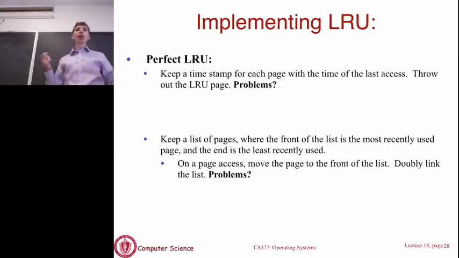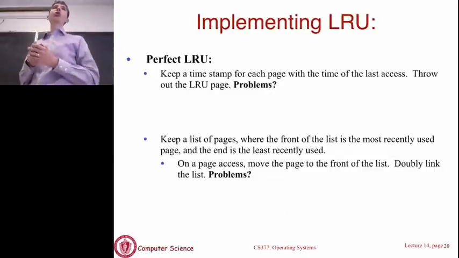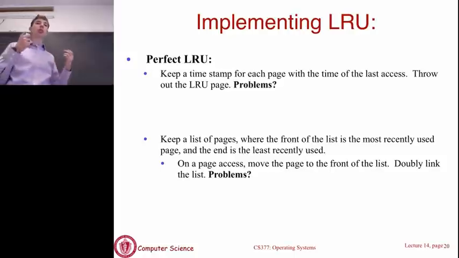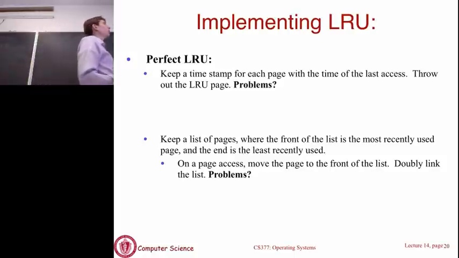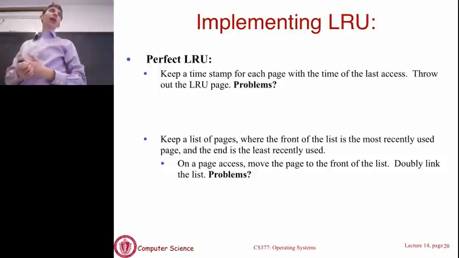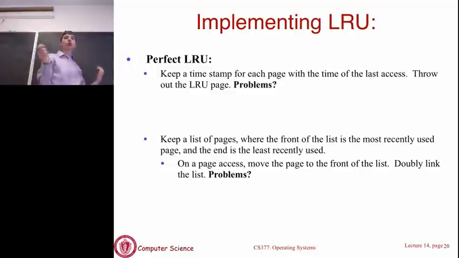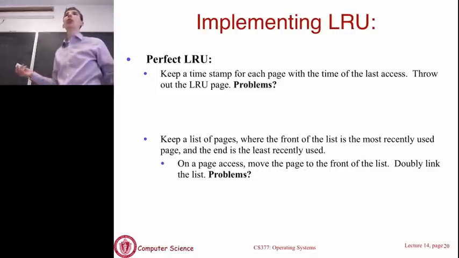So that's basically what we call perfect LRU, which is implementing exactly what we described, least recently used. You can just keep a timestamp for each page, and in that timestamp, store the time of the last access. And then when you need to throw one out, you just check those timestamps and throw out the least recently used page. So what might be some problems with doing it that way?